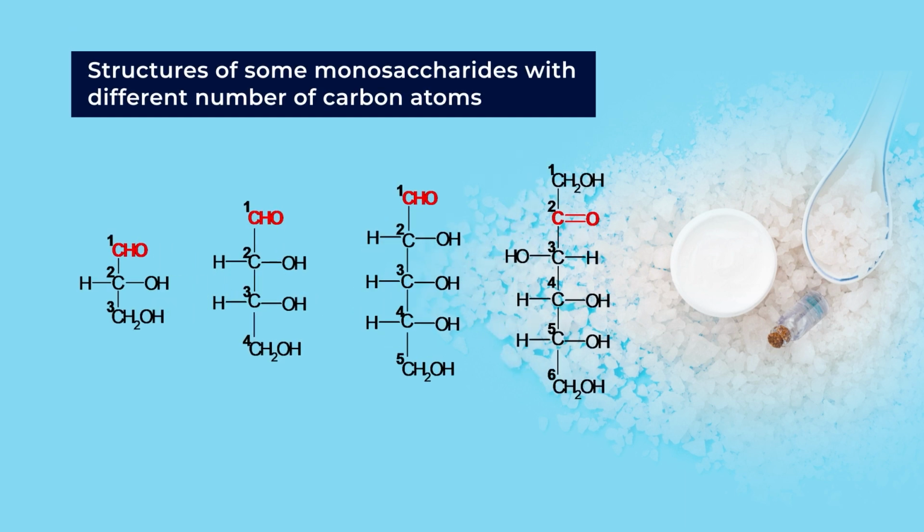So, these are the examples of monosaccharides with different numbers of carbon atoms. First, with 3 carbon atoms, then we have 4 carbon atoms, then 5 carbon atoms, and then 6 carbon atoms. This is the example of fructose. So, the different monosaccharides can be of 3, 4, 5 and 6 carbons.